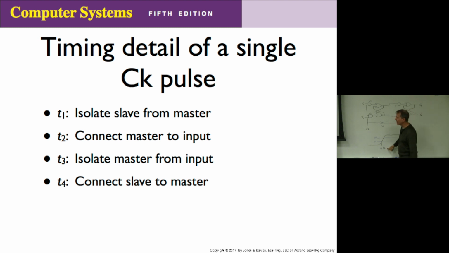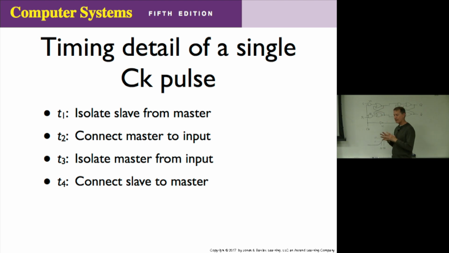And then at T2, what happens? We connect the master to the input. Are you with me? And then at time T3, we isolate the master from the input, and then at time T4, we connect the slave to the master. And that solves our feedback problem.